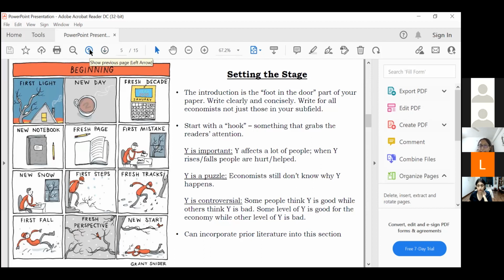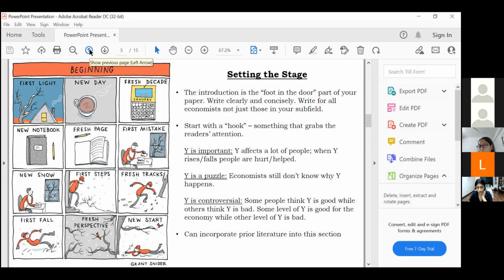This is the part of your paper that tells your reader whether or not this is something interesting. This is the part that grabs your editor's interest. This is the part that gives an impression to the referee. So it's the part of the paper that gets your foot in the door.